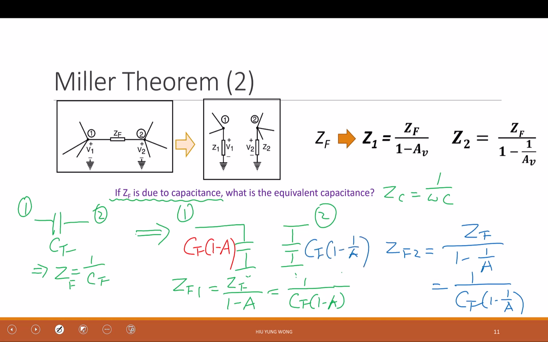So be very careful, right? In the exam, if I give you an inductor, then you need to do the right thing. Any questions?